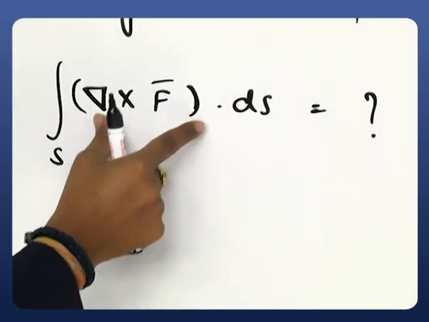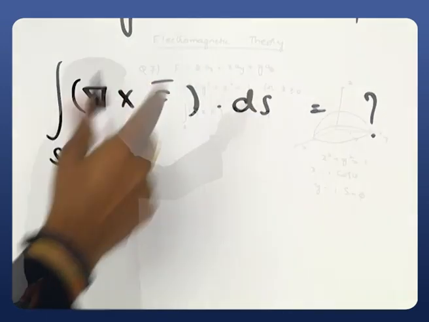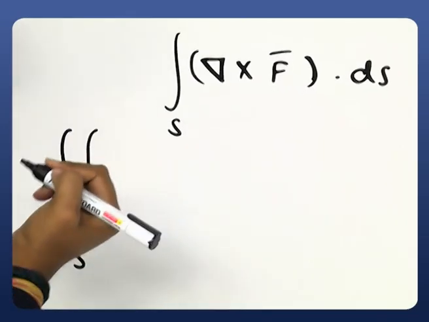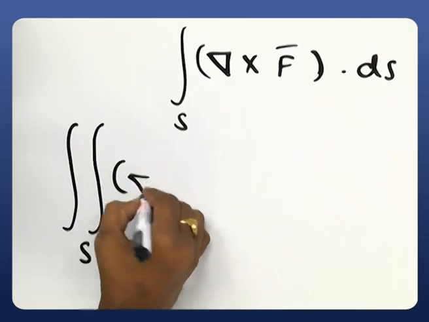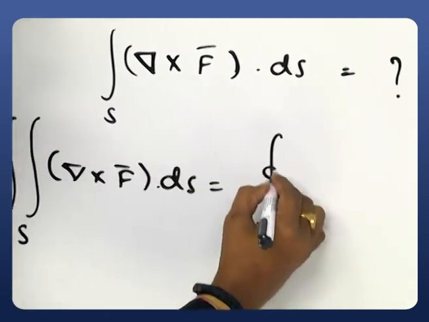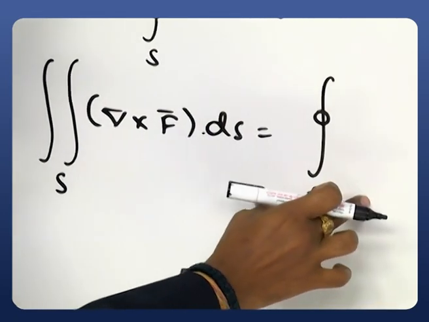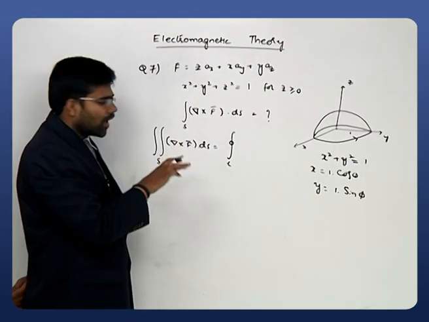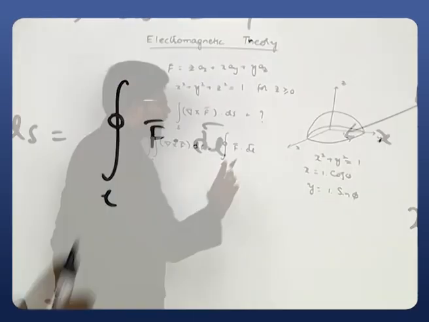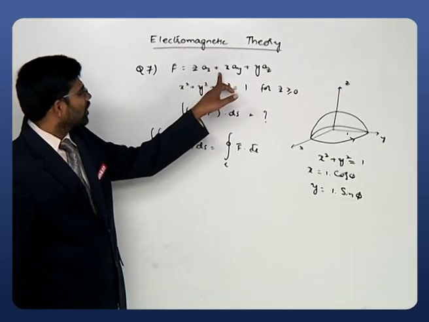Since we have the curl as a cross product of del and F bar, you can relate it to our closed line integral. So the surface integral of del cross F bar dS is equal to the closed line integral, where the closed line covers our surface, of F bar dot dL bar.